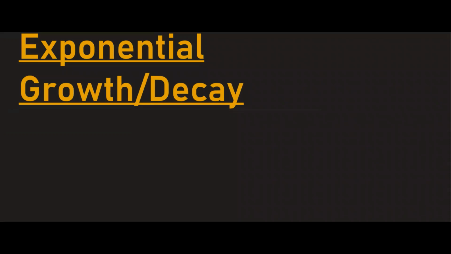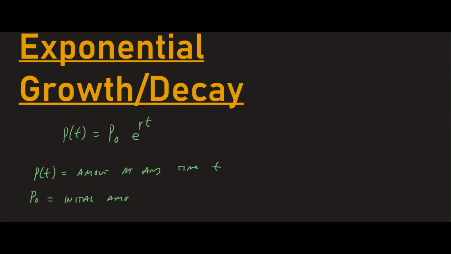Let's talk about exponential growth and decay. This is one of the applications of the exponential function that we studied earlier. We know this function: P of t is equal to P initial e to the rt. That's the exponential function we're talking about. Now, what do these components represent? P of t represents the amount at any time t, and P naught represents the initial amount, meaning the amount you start with, and then r represents the rate.